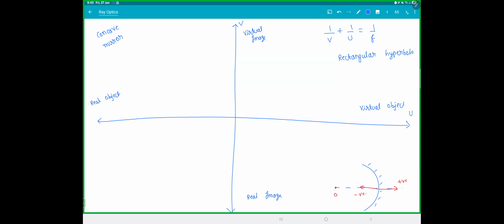Whenever you have to draw graphs, it is always easy to eliminate. Think of it like this. When the object is at infinity, where is the image? At focus. That means if u is minus infinity, then v is minus f. Image is also on the left-hand side. So, from that perspective, let's put some points here. This is minus f. When the object is at the center, where is the image? At the center. That is 2f.